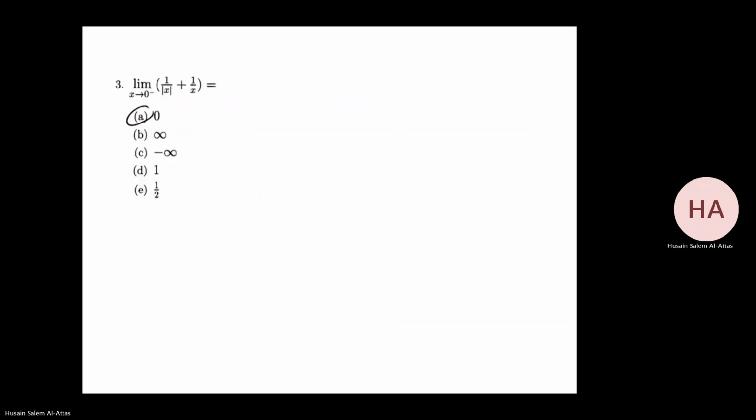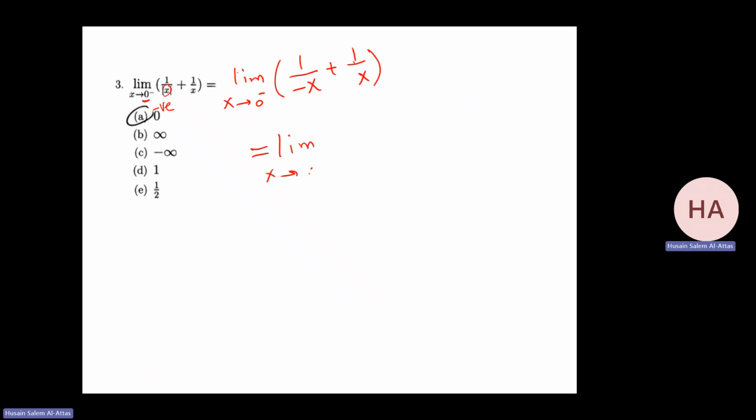Yeah. What shall I do? My first step, get rid of the absolute value. So we want to get rid of the absolute value. That will be x goes to 0 from right. So this thing is negative. So that will be 1 over minus x plus 1 over x. Before I do the limit, let me complete the calculation. Minus 1 over x plus 1 over x is 0.